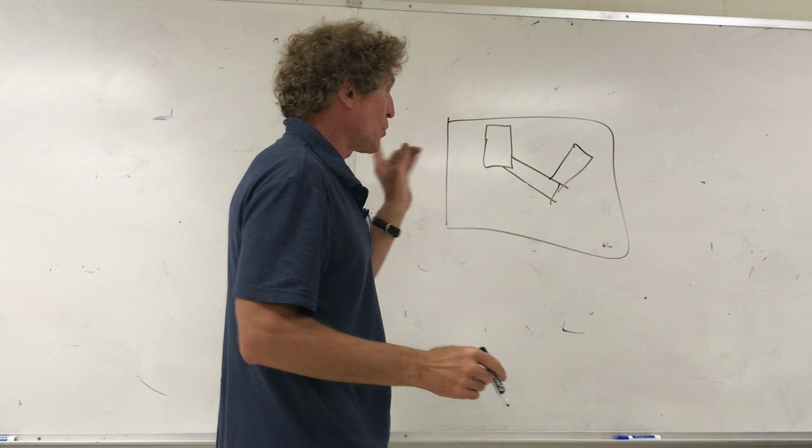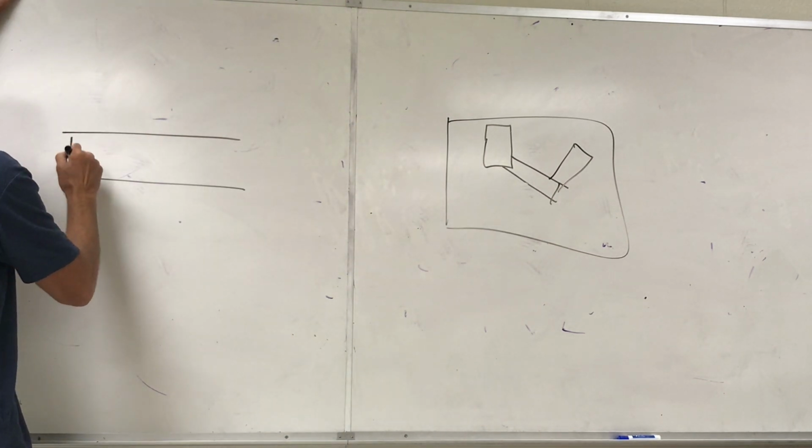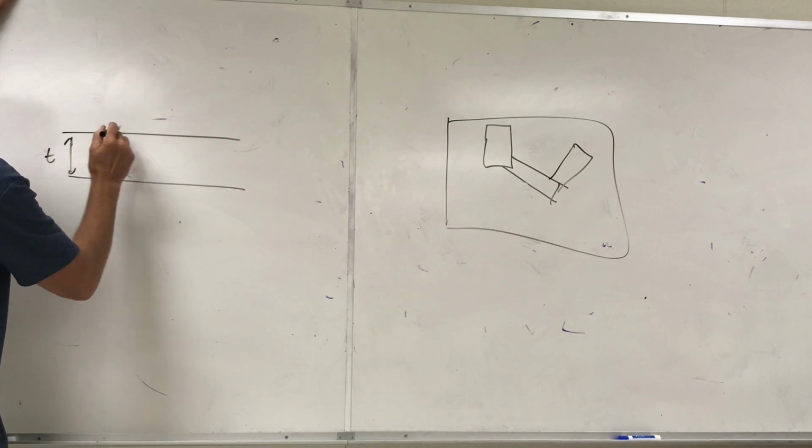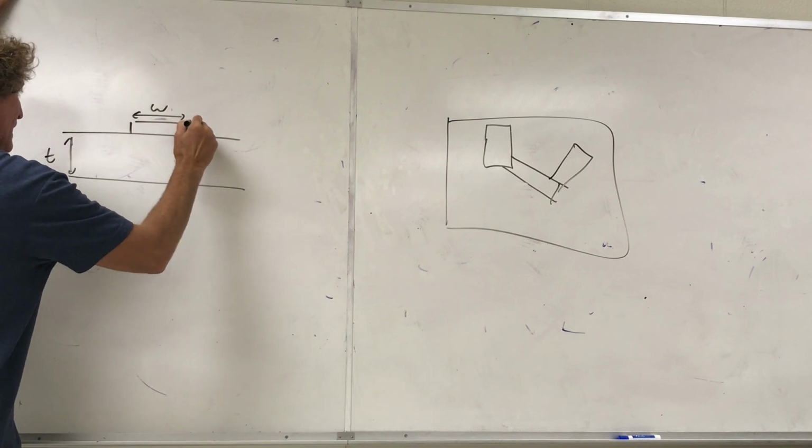So let's just look at one of these little paths from the side. And here's what it will look like. This is the thickness of the Duroid board. Here's going to be the copper line. The copper line will have a width W, and it'll have a height.